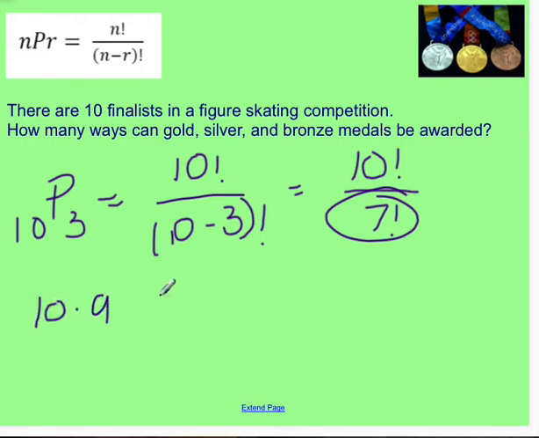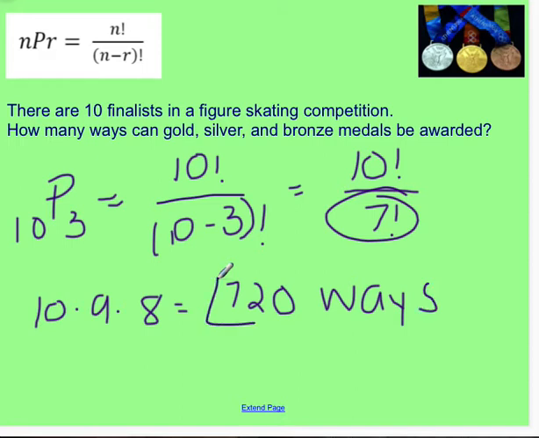If you need to go back and do it the old way where you write it all out and cross it off, feel free. But try to think about it logically. And then you end up getting 720. And I want to label it ways because we're talking about a word problem. We're talking about the number of different ways that they can finish. And that's 720 different ways.